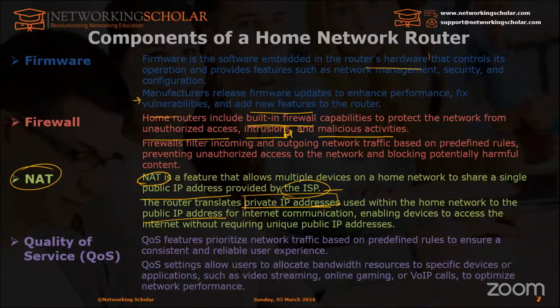Quality of service settings allow us to allocate bandwidth resources. Suppose that we have a 1 Gbps link and we want to share some information directly without any interruption, then we can use this kind of service. If we are using video streaming, online gaming, or voice over IP calls, it will optimize our network performance.